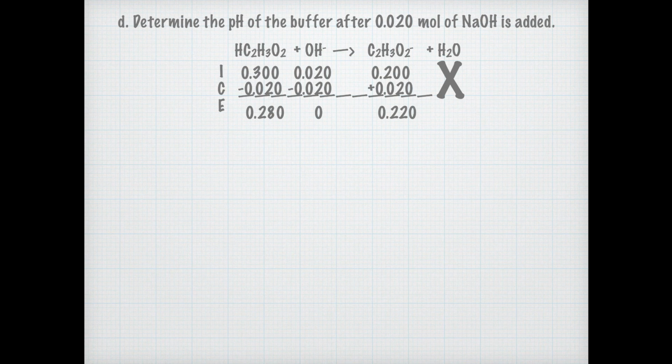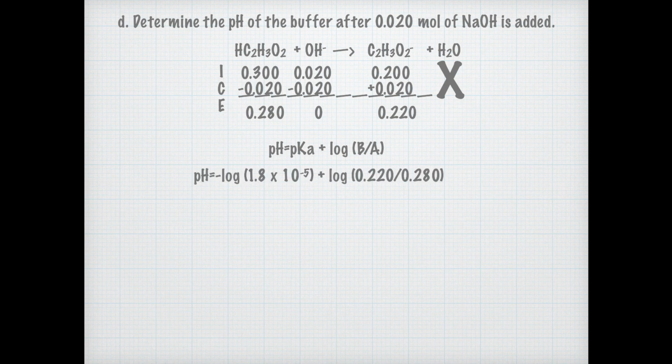So again, weak acid, weak base, I like Henderson-Hasselbalch. My base, in this case, the concentration is 0.220, while my acid concentration is 0.280. And so the pH I get is 4.64. Okay, so the pH went up a little bit, which is expected because you're adding a strong base.